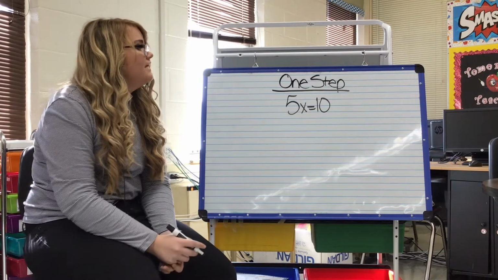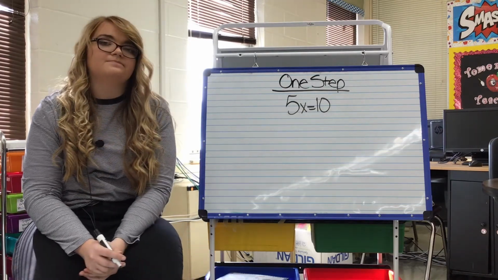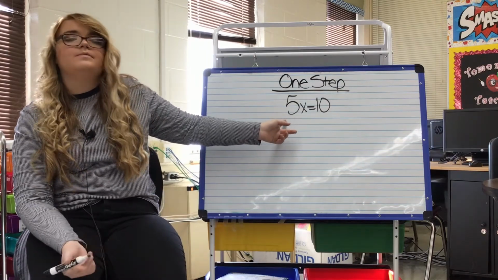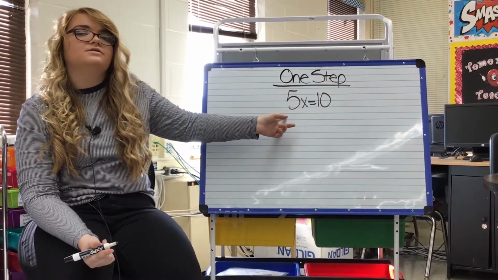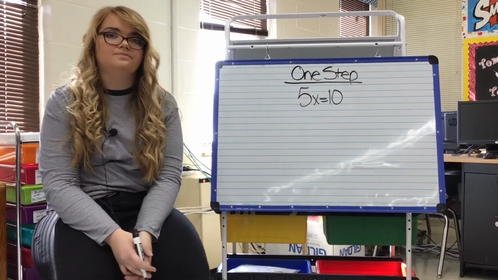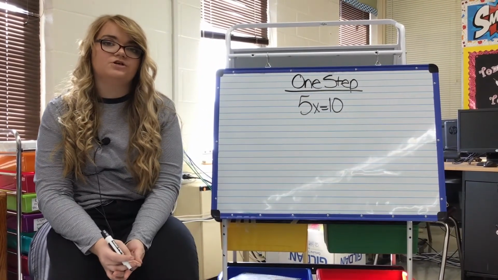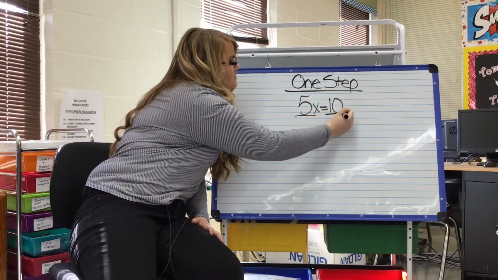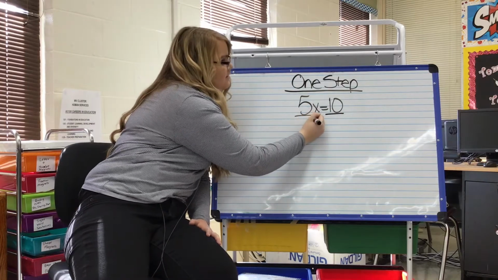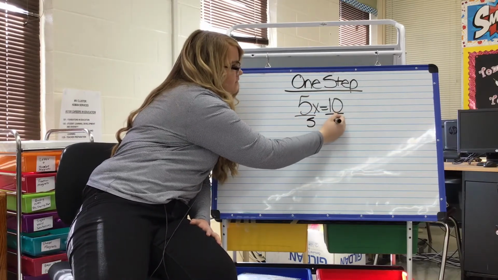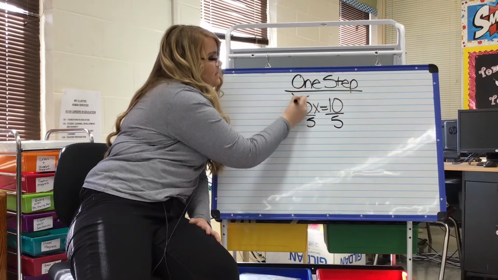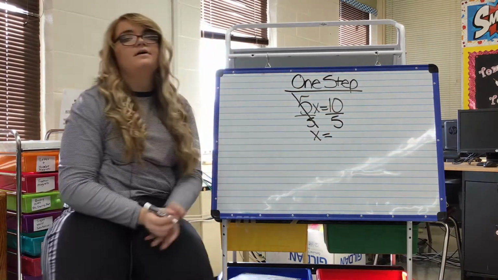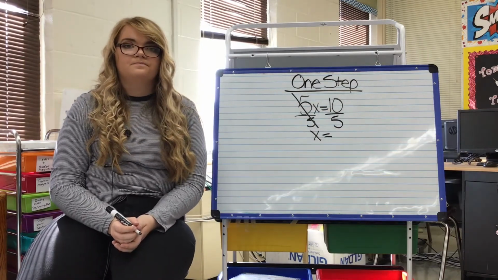So the first equation that I have is 5x equals 10. And so 5x means multiplication. And remember, we do inverse, and that's the opposite. So what's the opposite of multiplication? Division. So whenever we do this, we'll divide on both sides. So now we bring down 5. And those would cancel out. Now you're left with x equals, what's 10 divided by 5? 2.